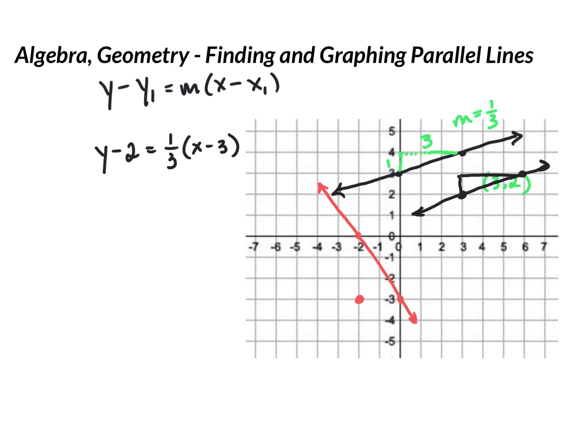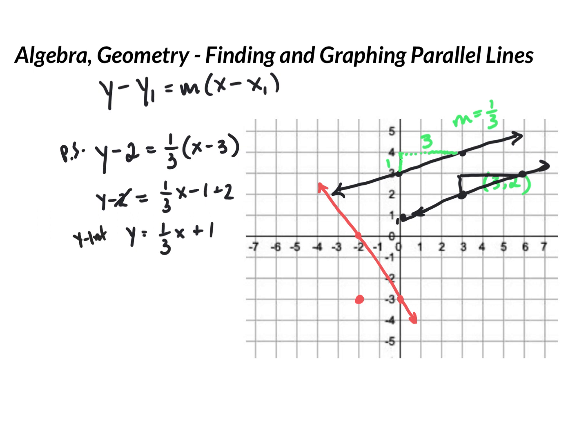If you wanted, you could distribute the 1/3 through the parentheses and then add the 2 and say it's y equals 1/3 x plus 1, which you can see that looked like it was going to be the y-intercept. Okay, so either one, this is the point slope form. This is the y-intercept form.